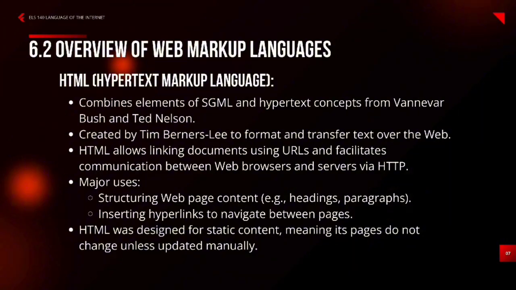For the main uses of HTML, it organizes content, which means it structures things like headings, paragraphs, and lists. HTML also makes links, which means it creates clickable links to other pages. When it comes to limitations, HTML is used for static content, meaning the web page stays the same until someone updates it. So, in short, HTML is the basic language that makes web pages and links work. It keeps content organized, but it doesn't change unless manually updated.